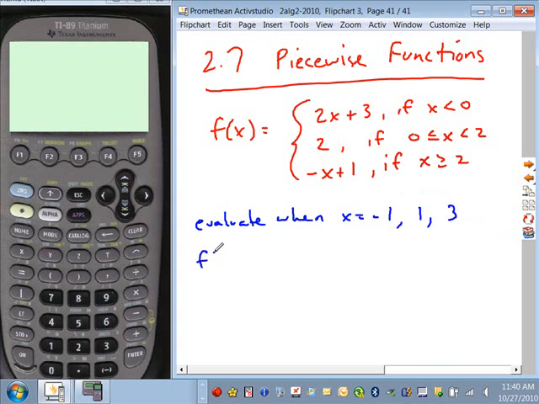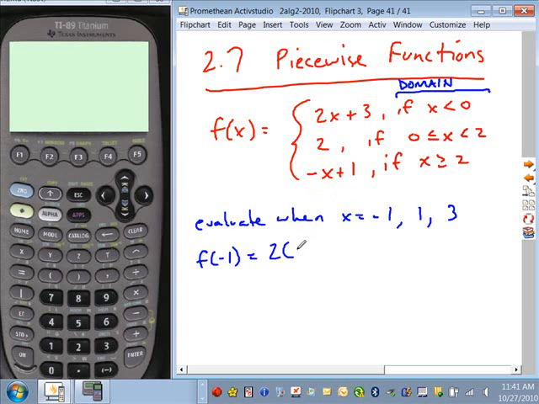Let's say we test -1 first. F of -1, so it's still in function notation. What you're going to do in these piecewise functions is look for which domain this fits into. So -1, does -1 fall in the first, the middle, or the bottom? Where does the value -1 fall? Is it less than 0, between 0 and 2, or more than 2? It's less than 0, right? So you will evaluate it in that function.